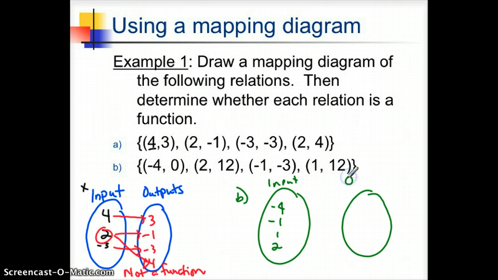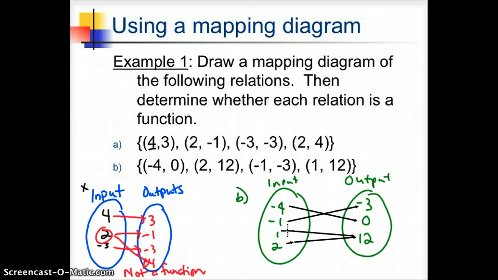And your outputs, I'll put those in order too. It's -3, 0, and 12. Okay. And I'm trying to figure out what they go to. So I'm going to look here. And -4 maps to 0. 2 goes to 12. -1 goes to -3. And 1 here goes to 12.